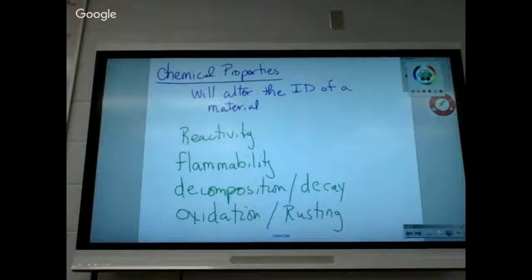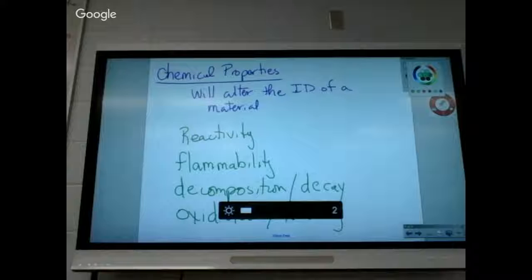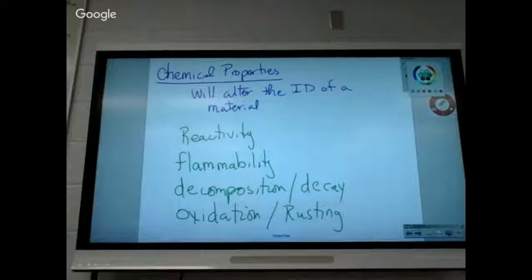Some things are naturally harder or softer than others. You may be familiar with the Mohs scale from earth science if you talked about the hardness of rocks. Some of the chemicals on the periodic table will be softer, and some of them will be harder than others. We'll talk about those when we do the periodic table.